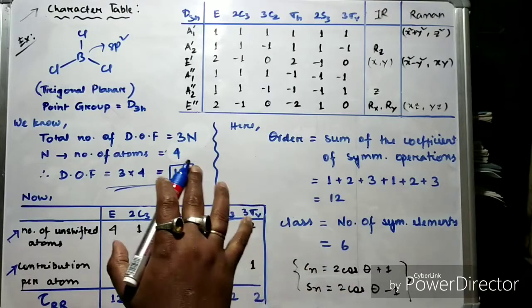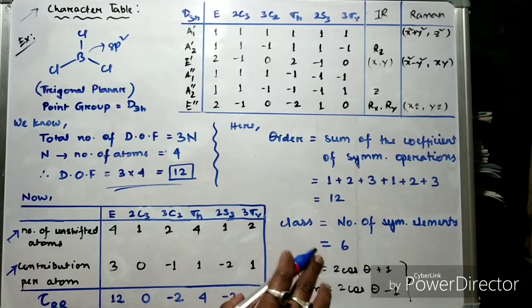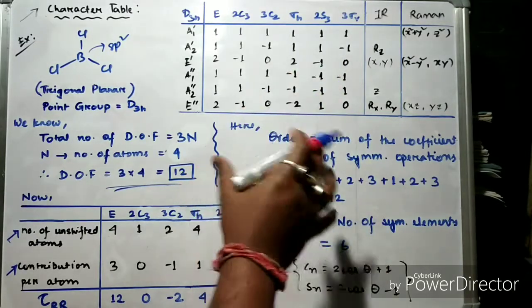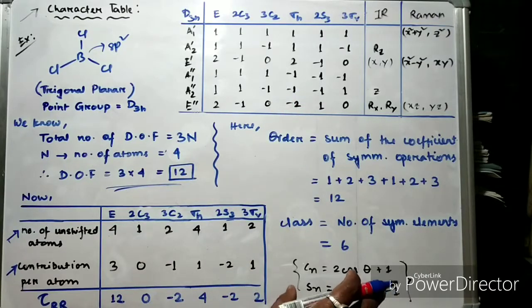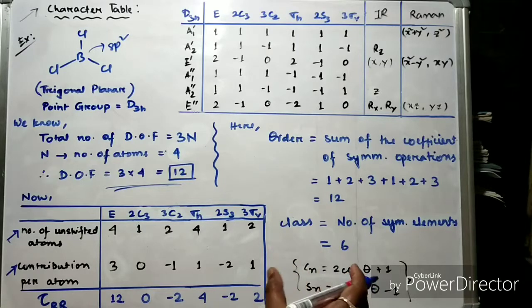But there is no mention of the vibrational degrees of freedom, so we cannot find out the vibrational degrees of freedom directly from the character table. So we have to solve this character table and find out the reducible and irreducible representations, and finally we'll come out with the vibrational degrees of freedom. So we will see how we can solve this.